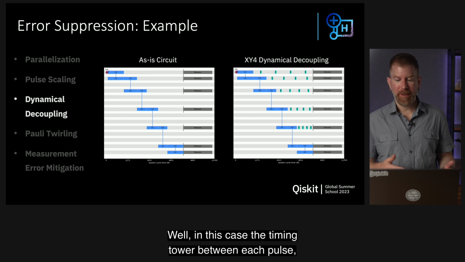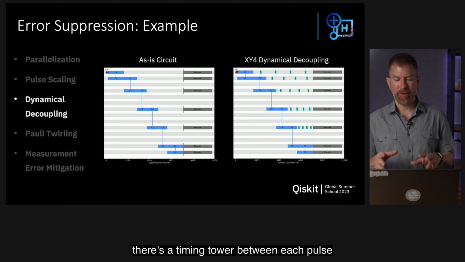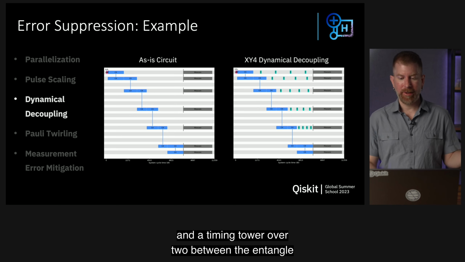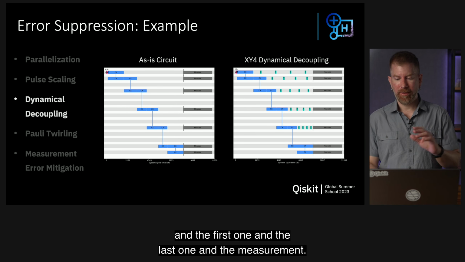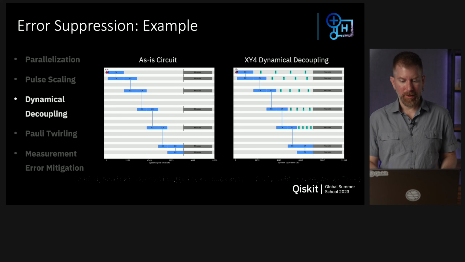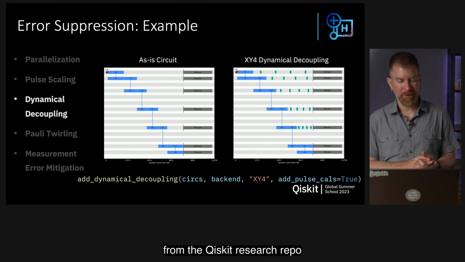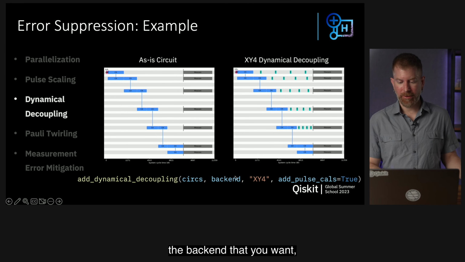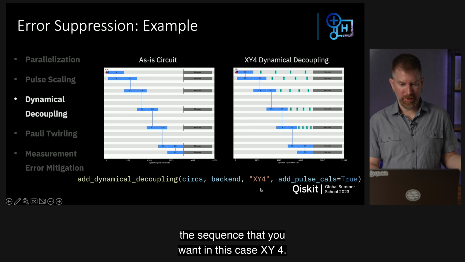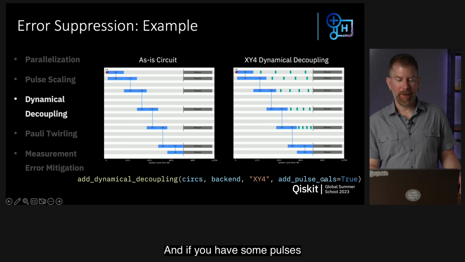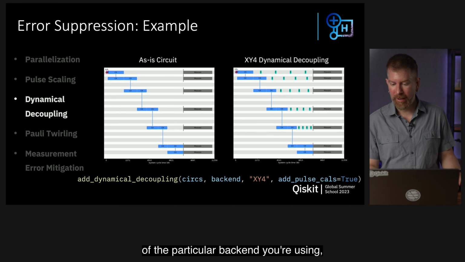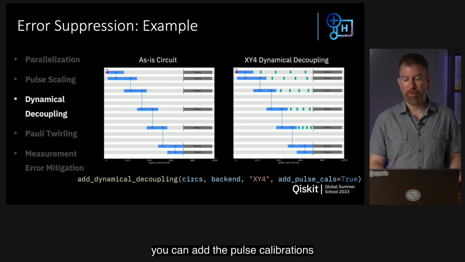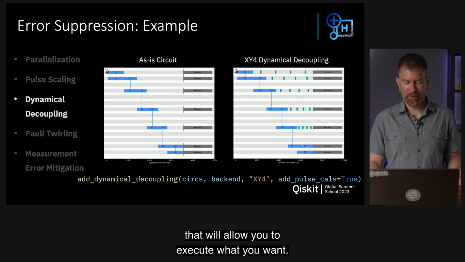scheme. In this case, there's a timing tau between each pulse, and a timing tau over 2 between the entangler and the first one, and the last one and the measurement. This can be done with another tool from the Qiskit research repo called Add Dynamical Decoupling, where you add the circuits that you want, the backend that you want, the sequence that you want, in this case XY4, and if you have some pulses that are not part of the basis gates of the particular backend you're using, you can add the pulse calibrations that will add the pulse gates that will allow you to execute what you want.